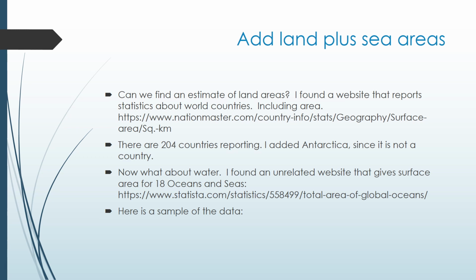Now, we've got a number, or we can calculate a number for the land. What about water? So I found an unrelated website that gives surface area for 18 oceans and seas. And here's the website for that. You can see that they're not related. And so 18 of the oceans and seas is reported. Here's a sample of what my data looked like.